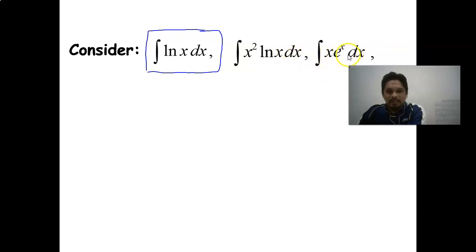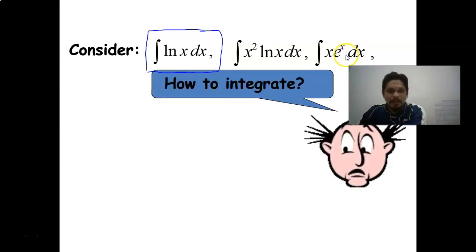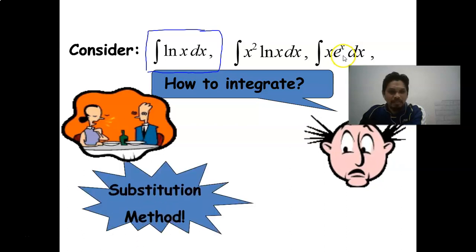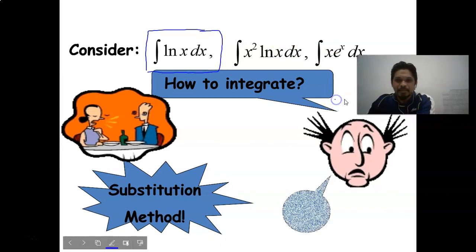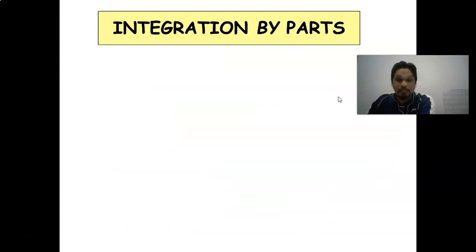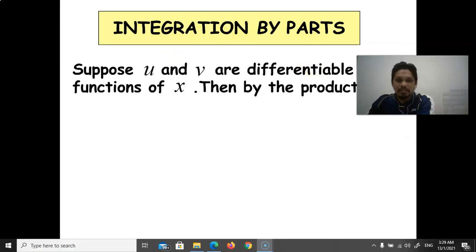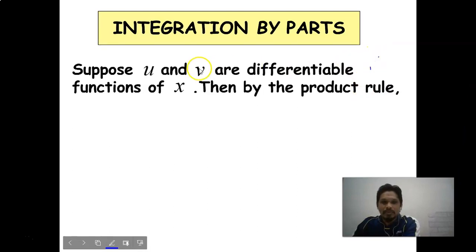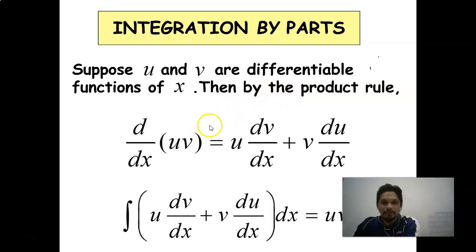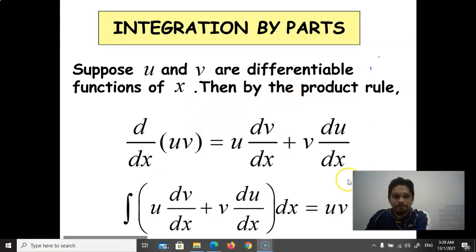For this one, we cannot simply use the substitution method. We cannot simply substitute and find the u and du for this kind of question. So this means we need to come up with a new method, which is integration by parts. Suppose u and v are differentiable functions of x, then by the product rule it equals this one here.